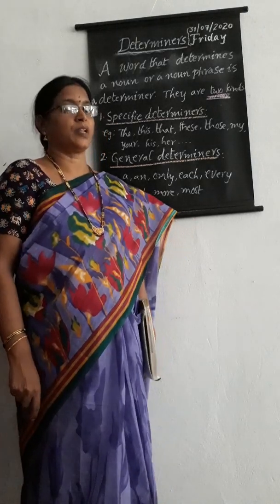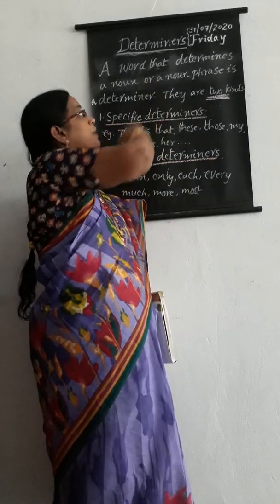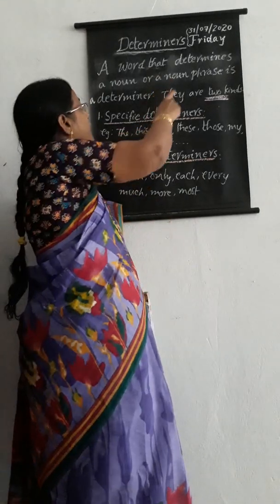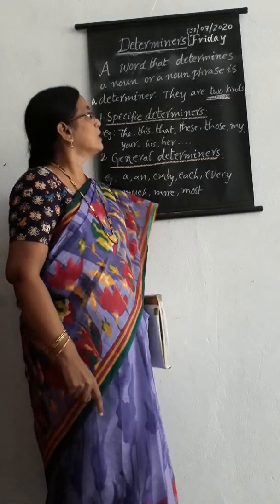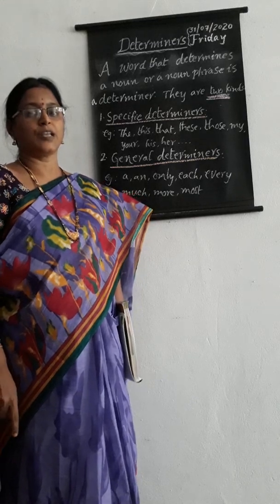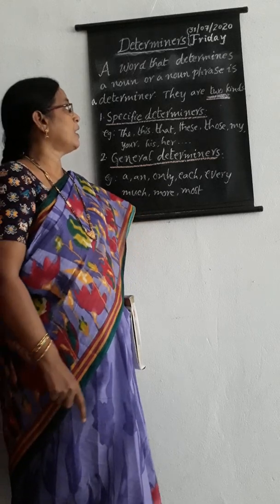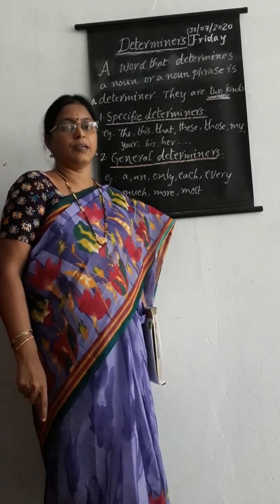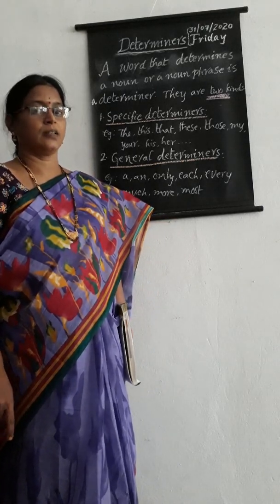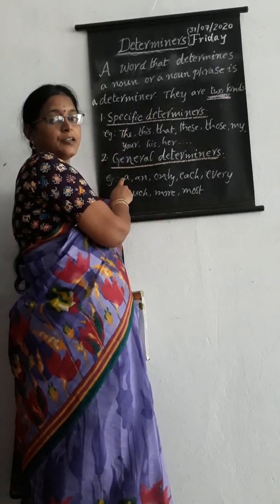The first lesson is determiners. First of all, you should know the definition of a determiner. What is a determiner? A word that determines or limits a noun or a noun phrase is a determiner. There are two kinds of determiners. What are they? They are specific determiners and general determiners.